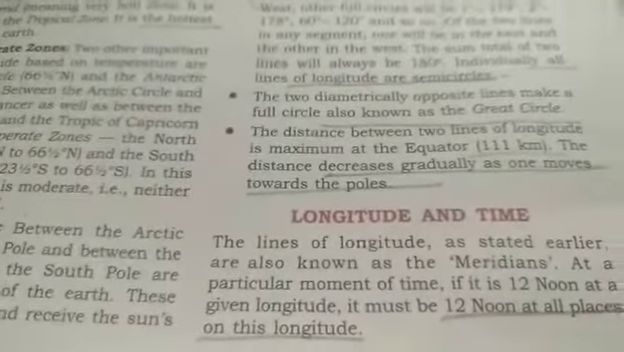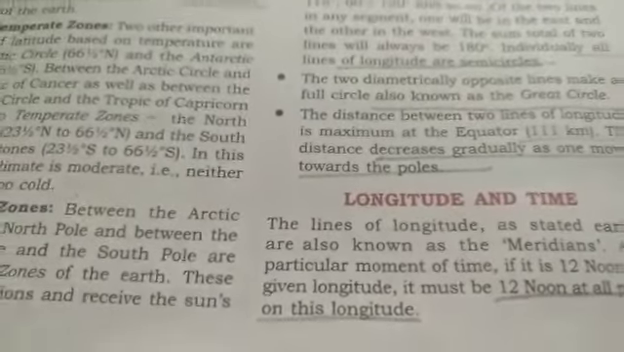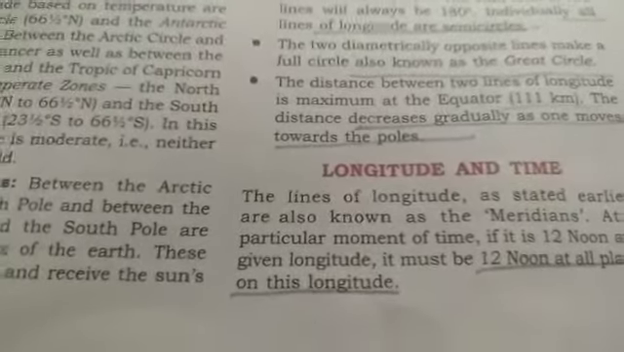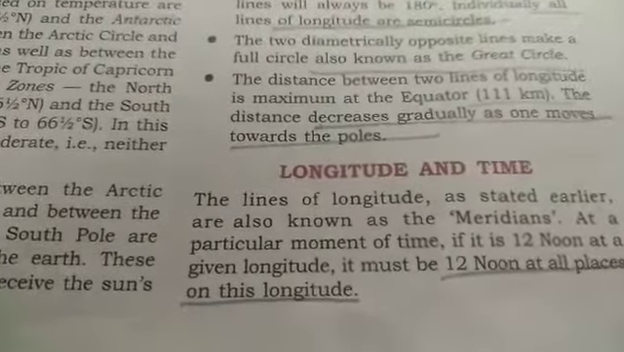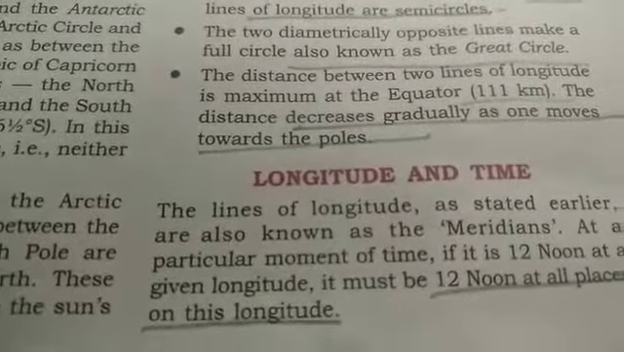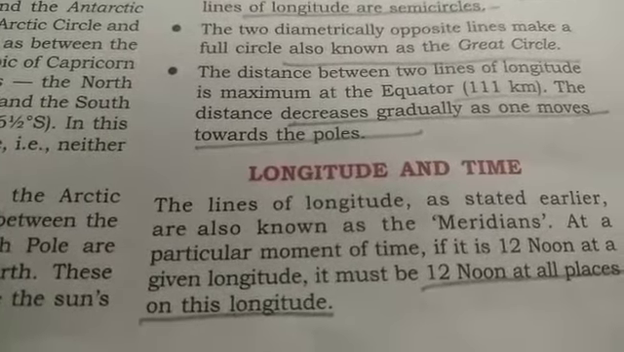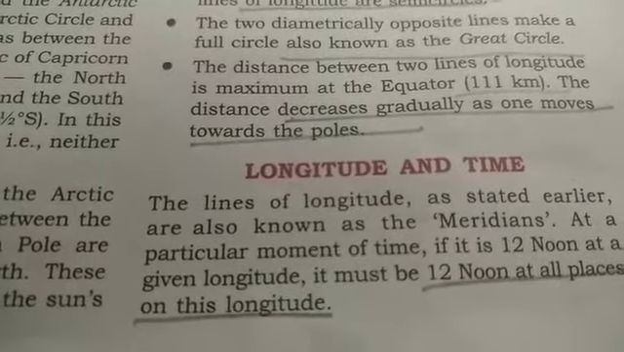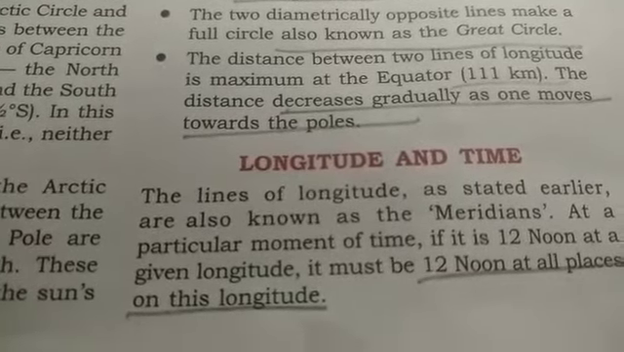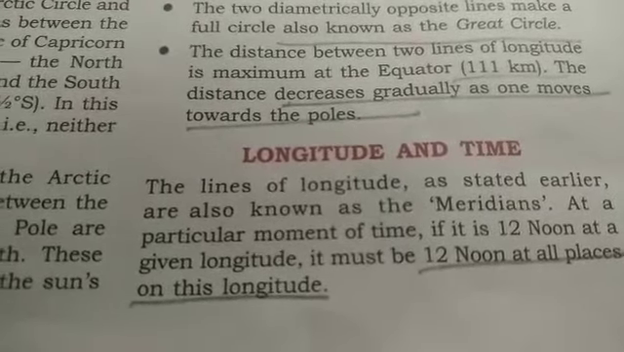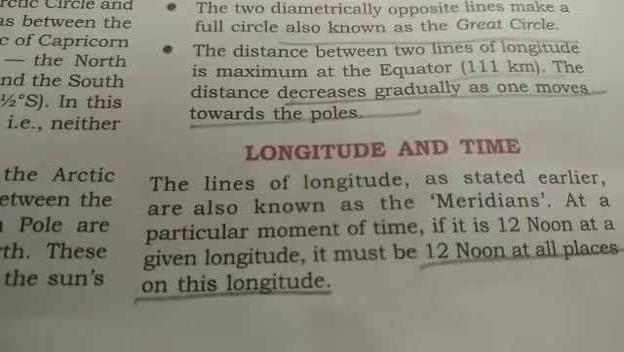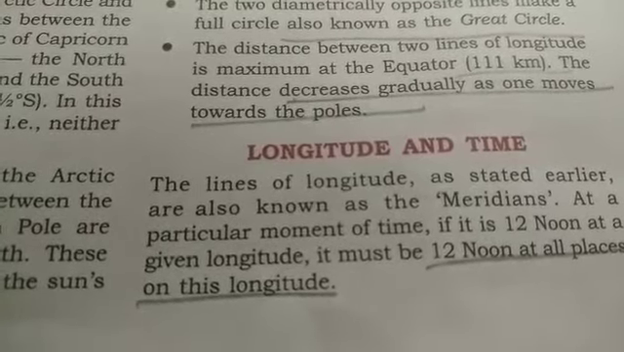You can see in your book it is written longitude and time. If you read it, you can easily understand. So let us read together. The lines of longitude, as stated earlier, are also known as the meridian. At a particular moment of time, if it is 12 noon at a given longitude, it must be 12 noon at all places on this longitude.